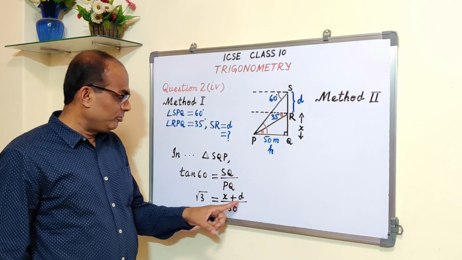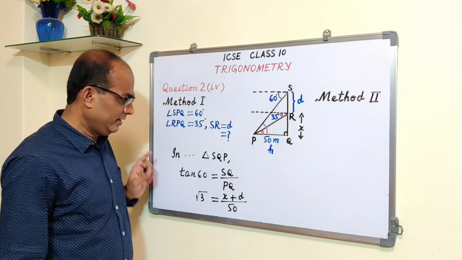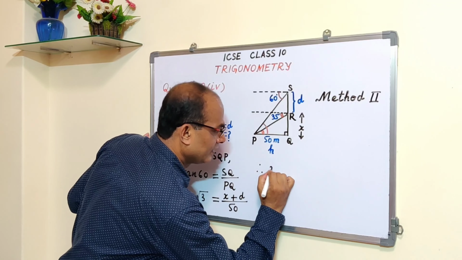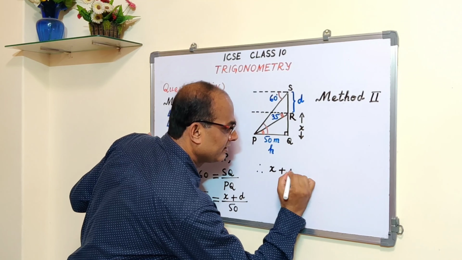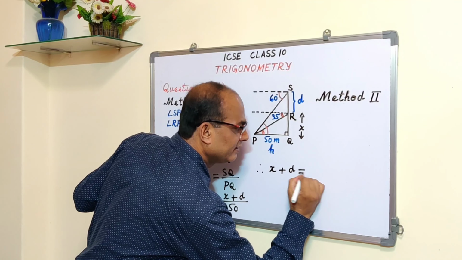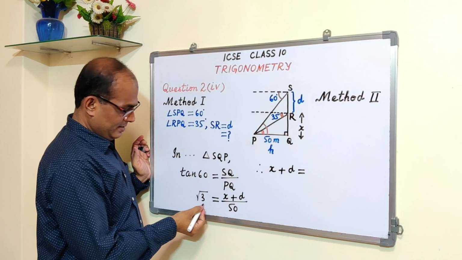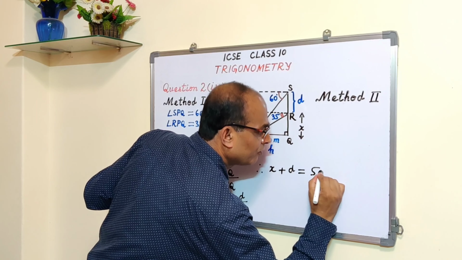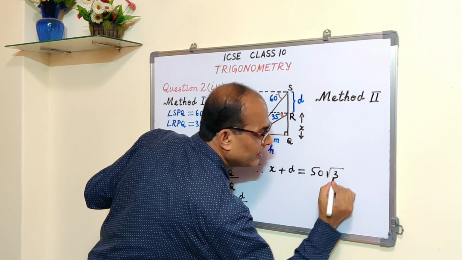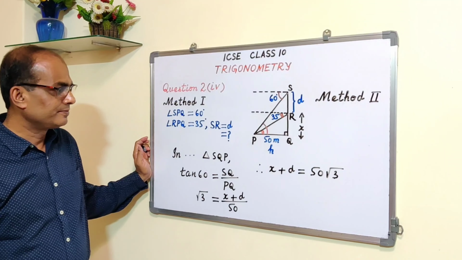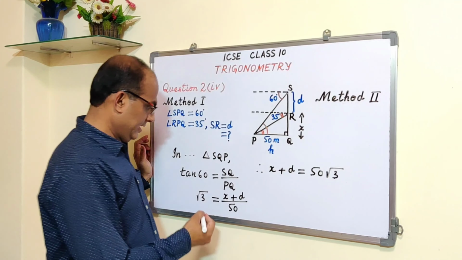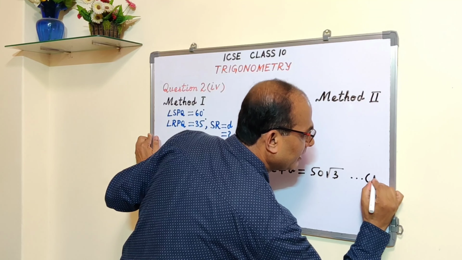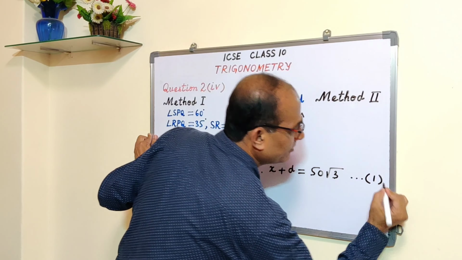So from here we get x plus d is equal to 50 root 3. Fine. Therefore x plus d is equal to 50 root 3. Is that fine? Fine. Call it equation number 1.